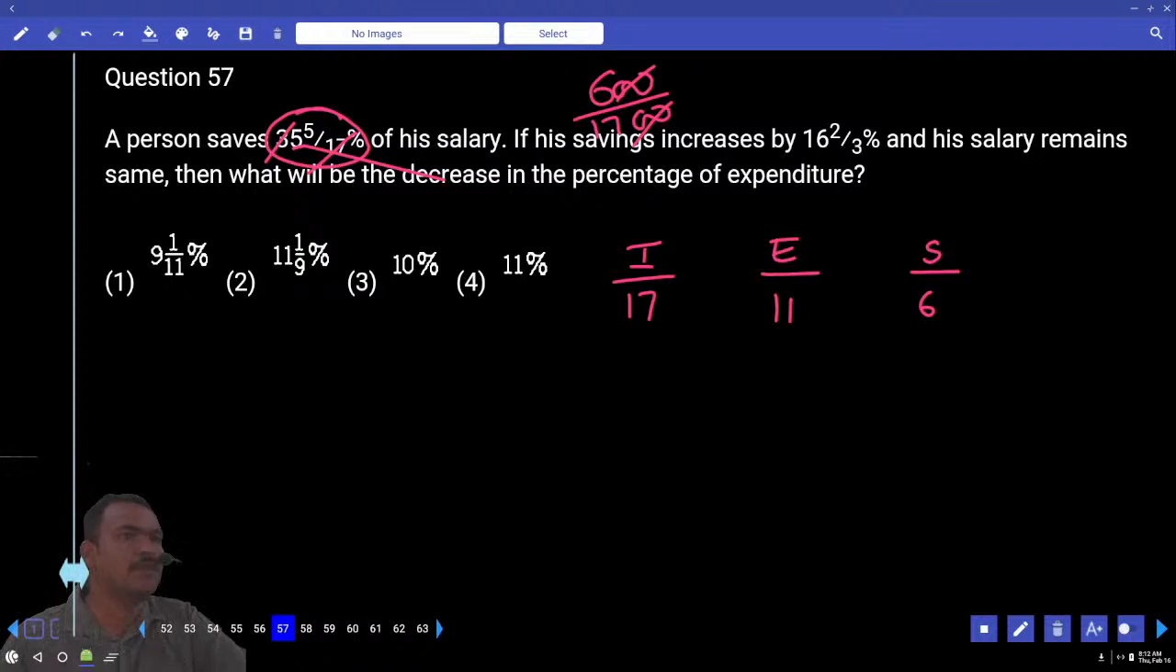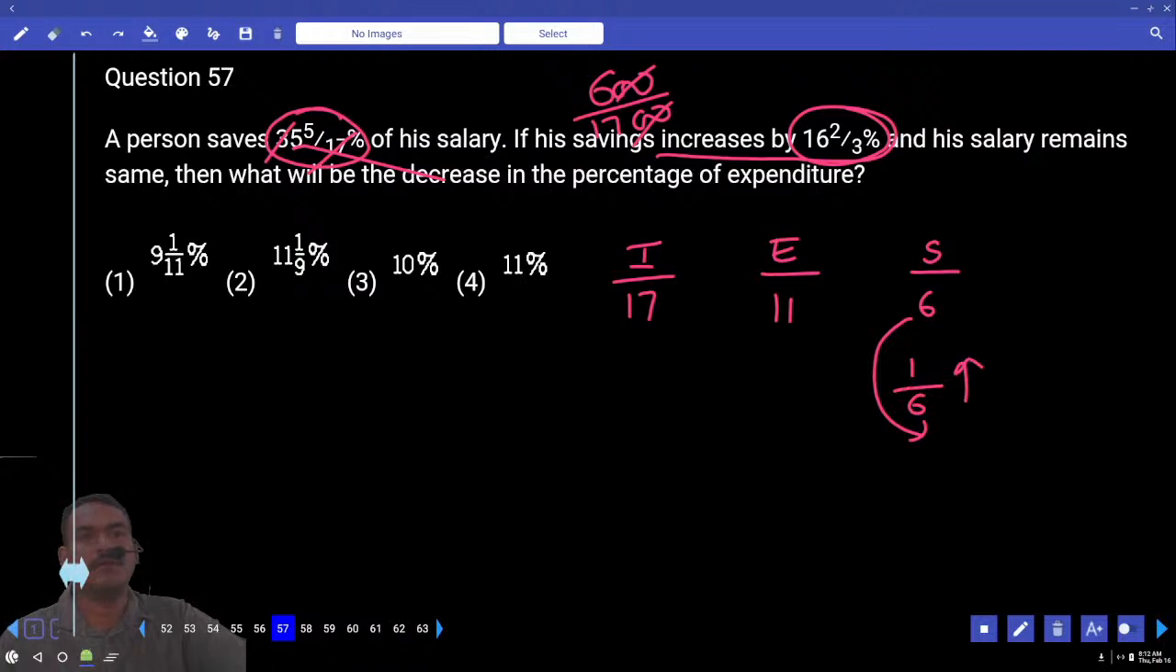Income equals expenditure plus saving, right? Savings are how many parts? 6 parts. Income is 17 parts. Savings are increased by how much percent? 16 2/3%. What is the fraction of 16 2/3%? 1/6. So 1/6 is increased, which means 1/6 of 6 is 1. 6 plus 1 is 7. New savings is 7, right?